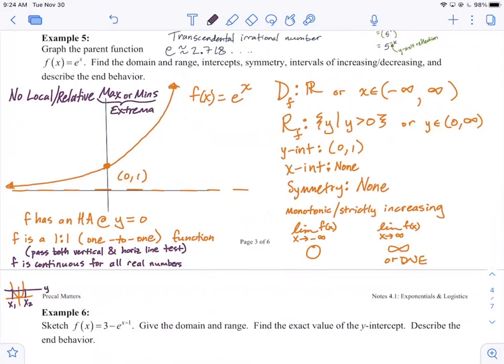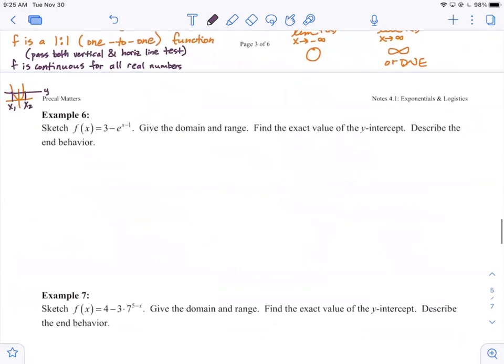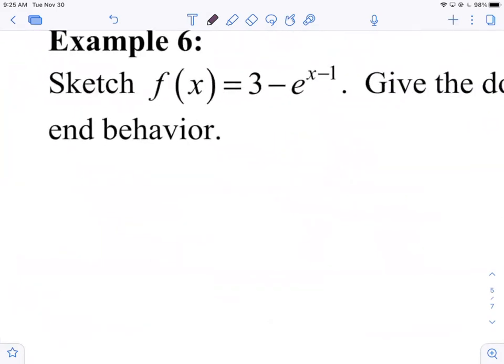So now that we've seen e to the x, and we know it's like 2.7, we know all of these traits, characteristics about this graph, we should be able to generate relatives of this graph without a calculator, namely transformations. So let's look at example 6. We want to sketch the graph of 3 minus e to the x minus 1. And once we sketch it, then we can talk about some of the characteristics, all right?